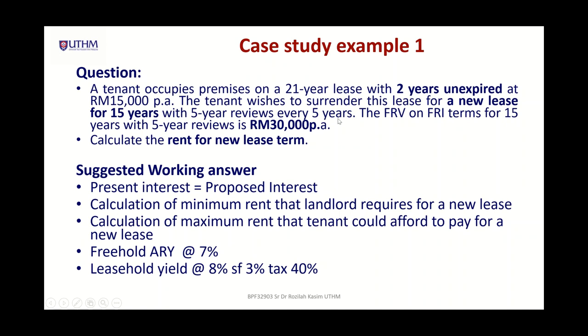So we look at the suggested working answer. The formula to determine the rent for the new lease uses the equation of present interest equal to proposed interest. The first calculation we need to derive is the minimum rent that the landlord requires for a new lease. The second calculation is the maximum rent that the tenant could afford to pay for a new lease. Now we look at the working answer.